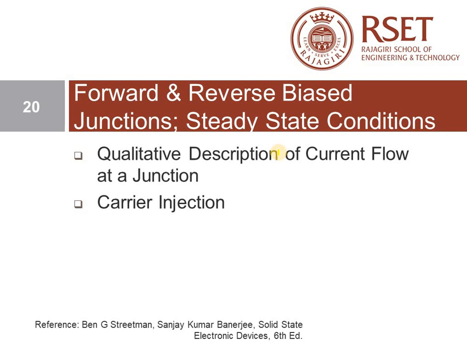The next topic we are going to discuss is the forward and reverse bias changes. Till now we have seen the equilibrium junction and its energy band conditions. We will now consider forward bias and reverse bias conditions and their relation to the steady state. Steady state means a non-equilibrium state in which all the fluxes are balanced. First we will see a qualitative description of current flow at a junction, then the concept of carrier injection.